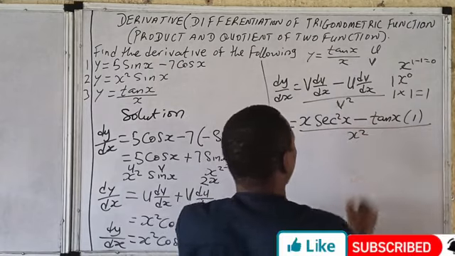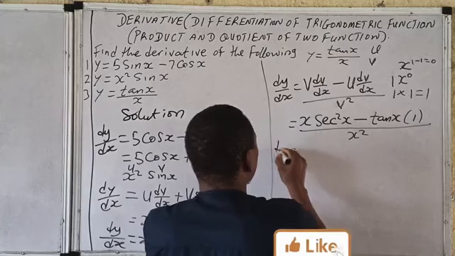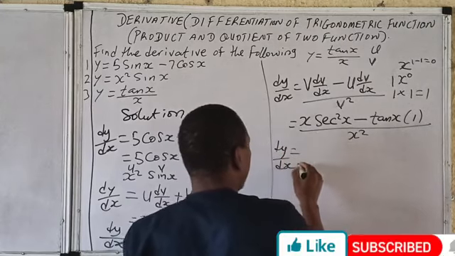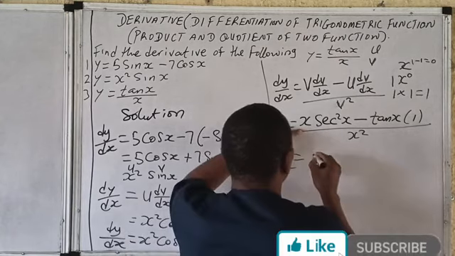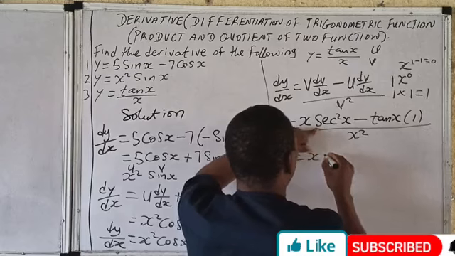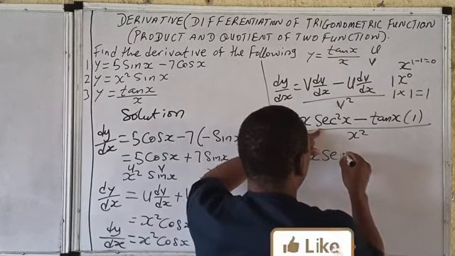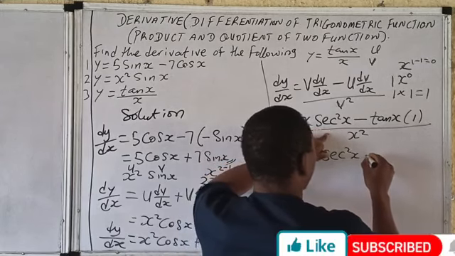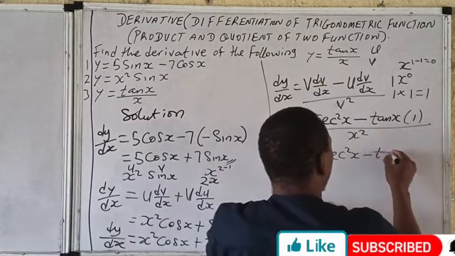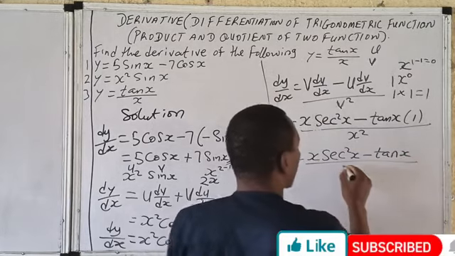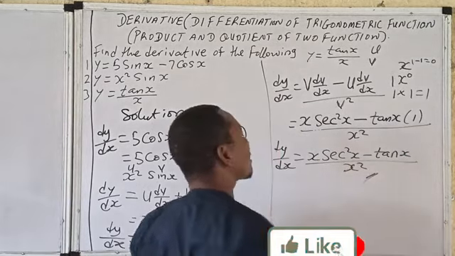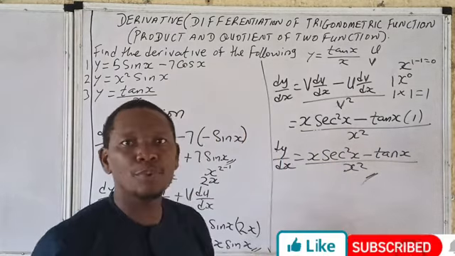So x squared. Our answer, dy/dx, is equal to x sec squared x minus tan x, because if you multiply it by 1, you have the same thing, all over x squared. So this is the answer. It's a very simple question.